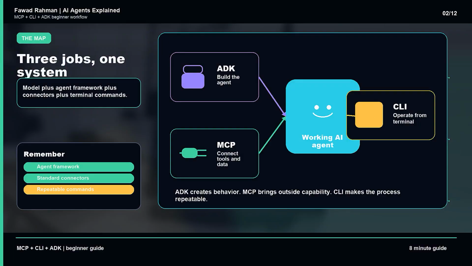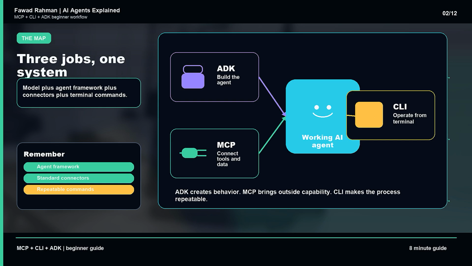Think of an AI agent like a helpful software teammate. The model is the brain, but a brain alone is not enough. It needs instructions, memory, tools, and a way to act safely. ADK gives developers a structured way to create that agent. MCP gives the agent a standard doorway to outside systems, like files, calendars, databases, APIs, or design tools. And the CLI is your keyboard control panel. You use it to start the project, run prompts, check results, and move toward deployment.